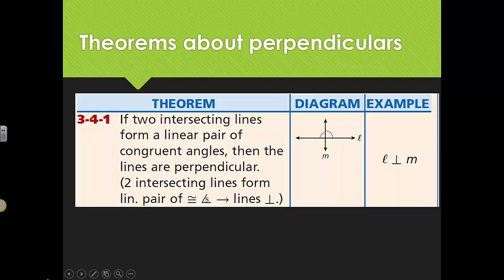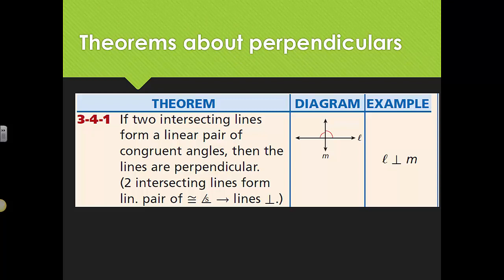So we have three different theorems about perpendicular lines. The first theorem deals with two lines, L and M, and it says if those two lines are intersecting and they form a linear pair of congruent angles, then the lines are perpendicular. So if line L intersects line M and they form a linear pair of two congruent angles, then it is safe to assume that those angles are right angles, and therefore L is perpendicular to M.